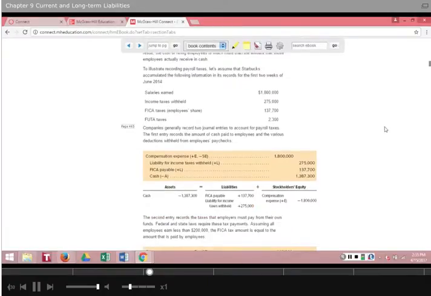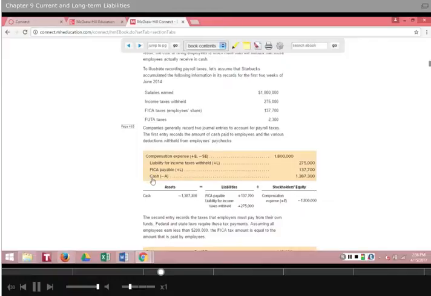And here's an example of a journal entry where, again, we would recognize compensation expense, and we would have a credit for liability for income taxes withheld from the employee's pay, the FICA that is withheld from the employee's pay, and the cash, which would be the net pay. So think of the compensation expense as the expense and the cash as the payable.